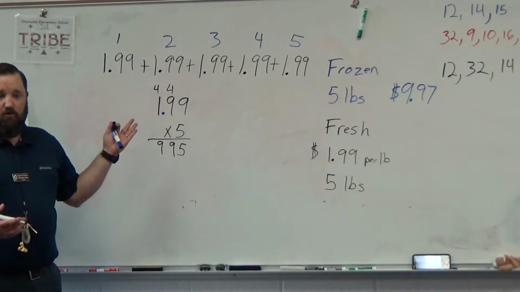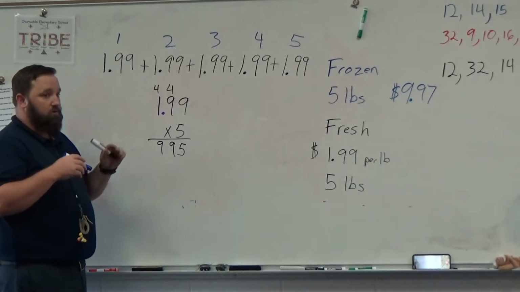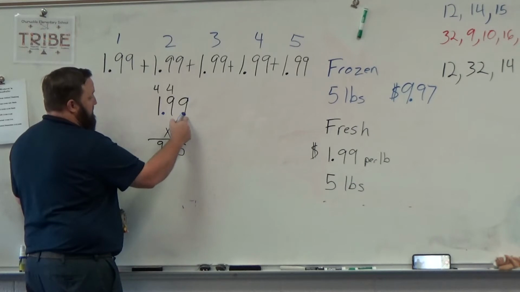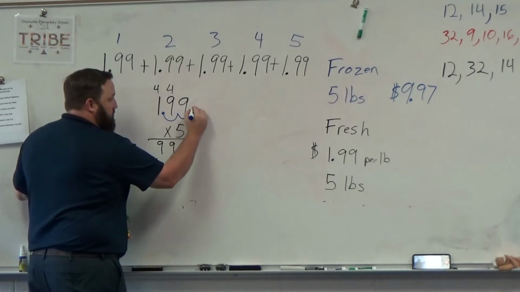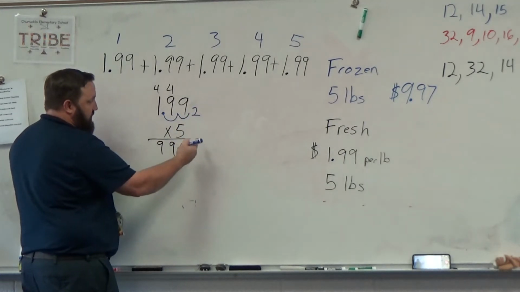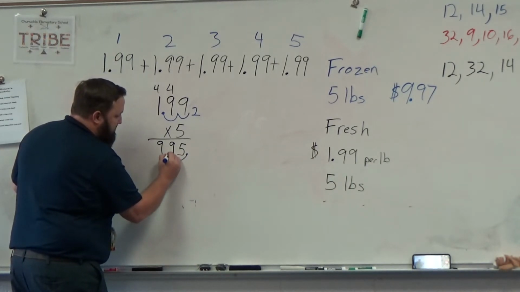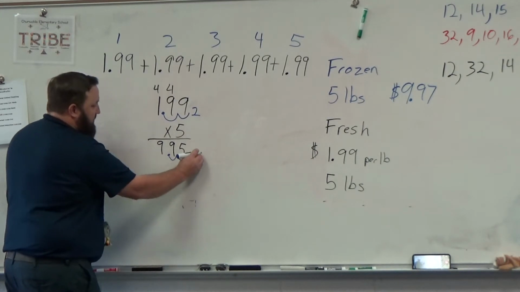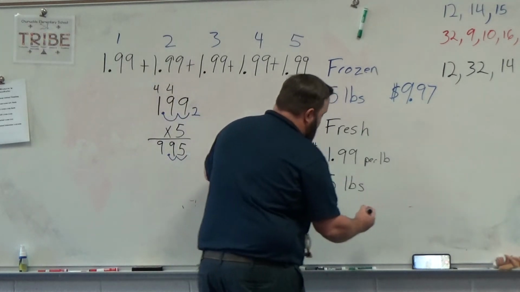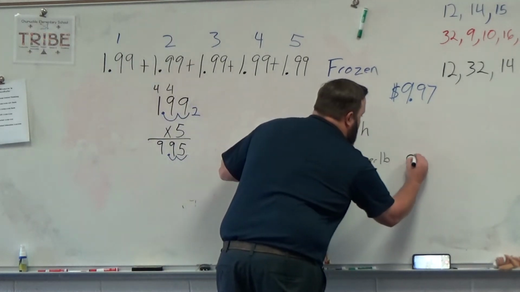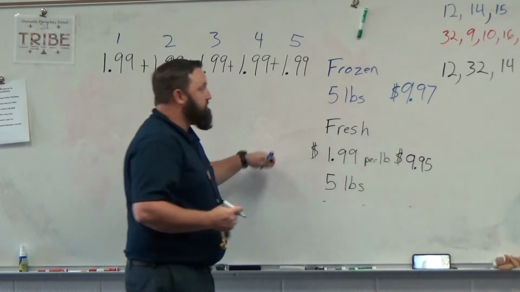Yes, I have. Now I want you to go back and find your decimal. What we're going to do is simply count. How many places over is my decimal? 1, 2. So it's over 2 places. Do I have any decimals here? No. So I come down here and move my decimal 2 places. So my answer for the fresh chicken, my price would be $9.95.